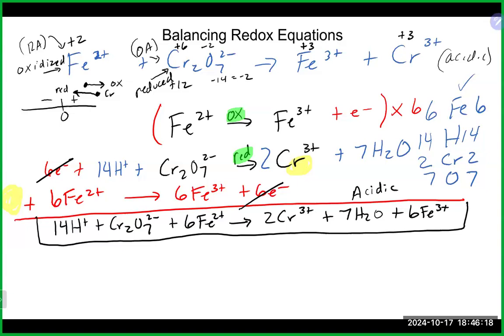The second way that it needs to be balanced is the overall charge on the left-hand side needs to equal the overall charge on the right-hand side. So again here, this 14 hydrogen is going to contribute a plus 14.